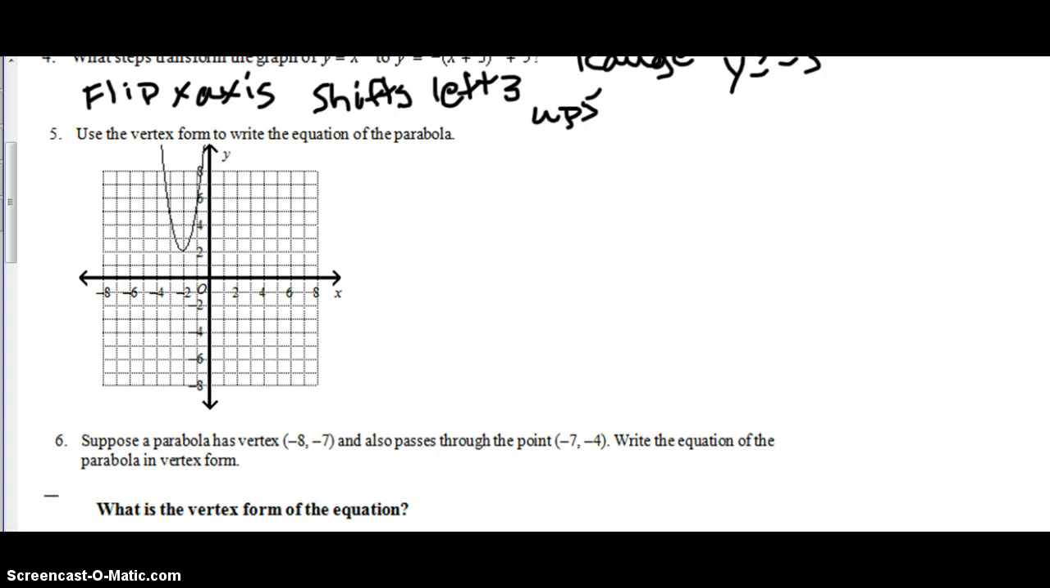Number 5, we have to look at the vertex form and write an equation of this parabola. Remember, the vertex form is y equals a times x minus h, whole thing squared, plus k. So what I have to do is find my a value, my h value, and my k value. Remember, h and k is just the vertex, so I'm going to go right here to my vertex, and that's going to be -2, 2.